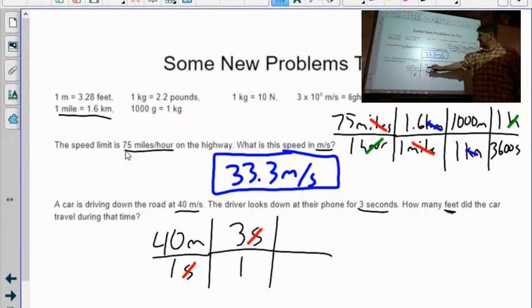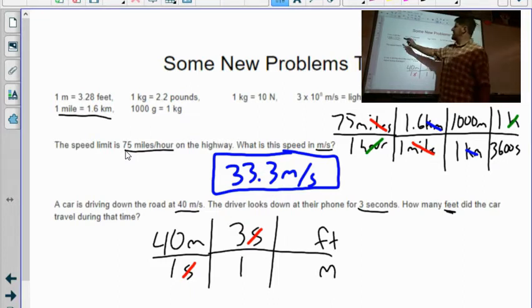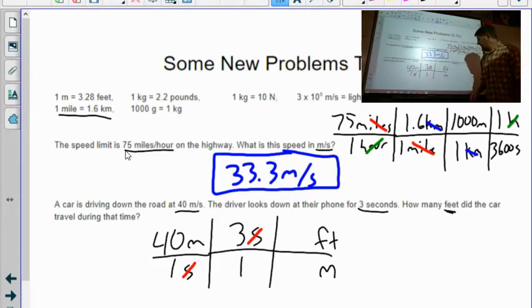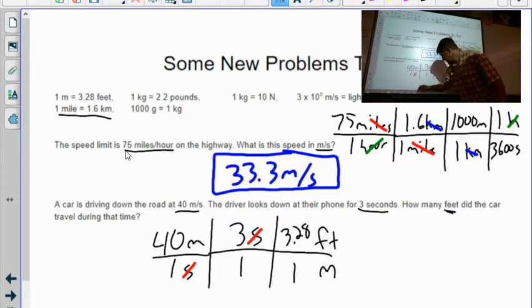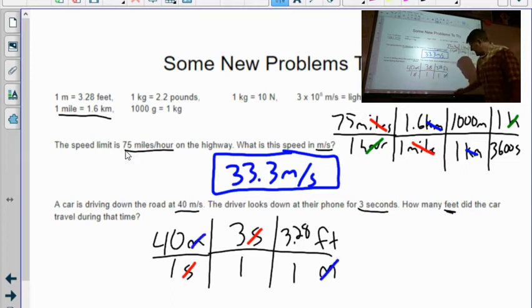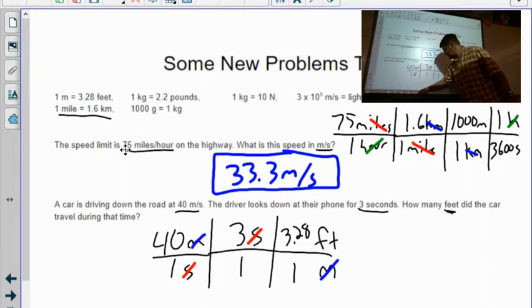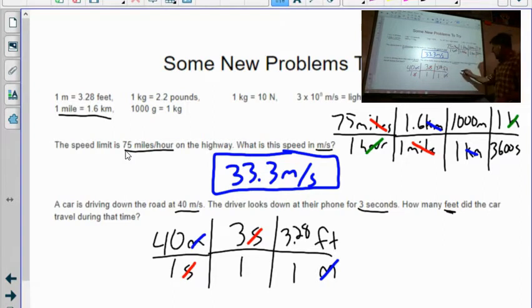Okay. My answer is in meters, but I want to know how many feet. So if meters is on the top, then meters has to go on the bottom. And I need to know how many feet are in a meter. If I come up over here, I can see that 1 meter is 3.28 feet. My meters will cancel out here, and my answer will be in feet. And if I do that out, I come up with 393.6 feet.